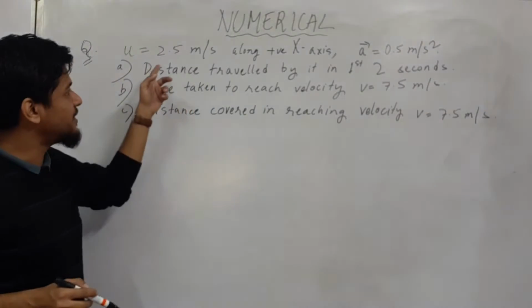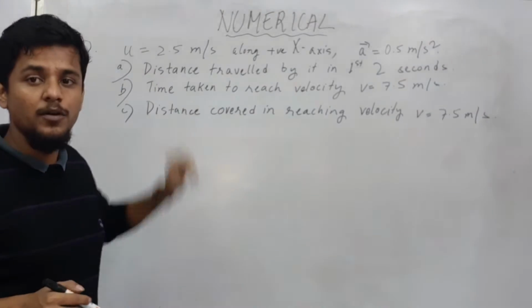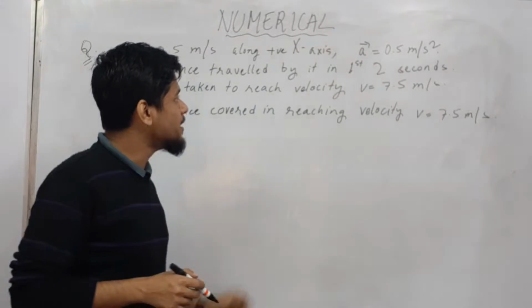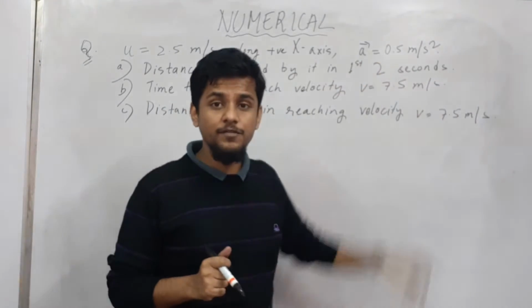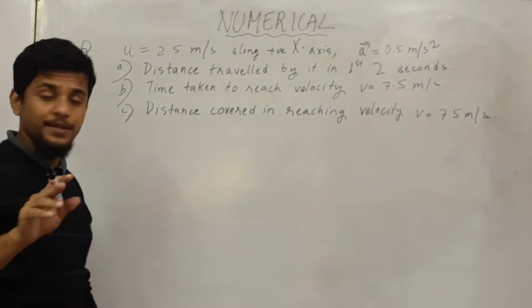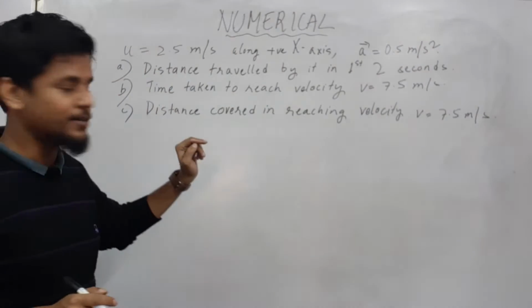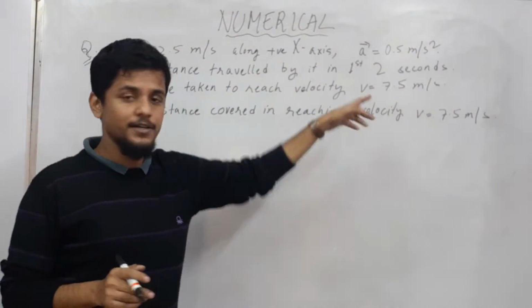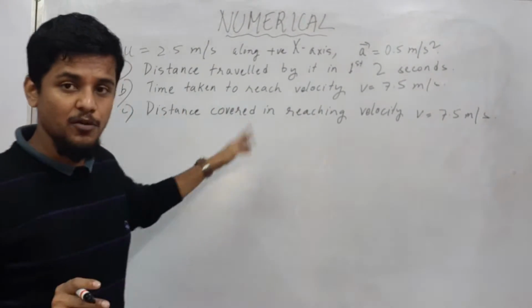The problem is that we have an initial velocity given by 2.5 meter per second along the positive x-axis, and we have a constant acceleration of 0.5 meter per second square. So we need to find out three things. The first thing is the distance traveled by it in the first 2 seconds. This is the first problem.